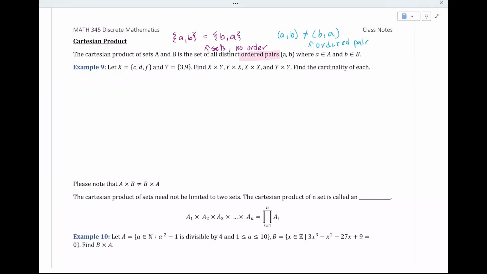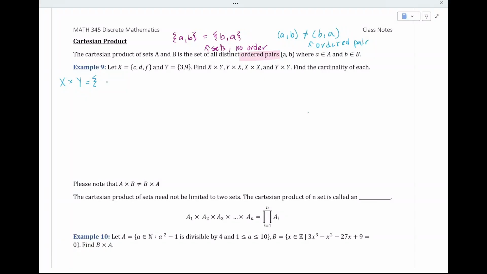We're going to do example 9. Let X be the set {C, D, F}, and Y be the set {3, 9}. We want to find X cross Y, the Cartesian product of X and Y, Y cross X, X cross X, Y cross Y, and I want to find the cardinality of each one. Let's start with X cross Y. That's going to be a set that contains a bunch of ordered pairs. In my ordered pairs, the first element is going to be something from X, C, D, or F, and the second is going to be something from Y. And I want to do all possible pairs.